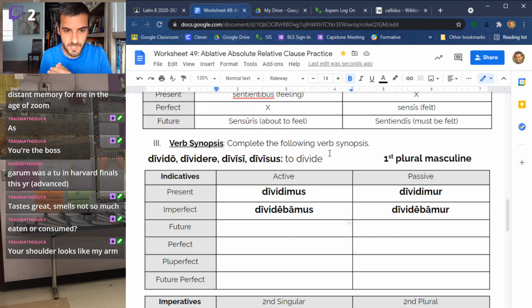And since this is a third conjugation verb, we cannot use Bobby Boo, so instead we use the E. Dividemus and dividemur. There we go. So third conjugation, we have an I in the present, and we have an E in the future.